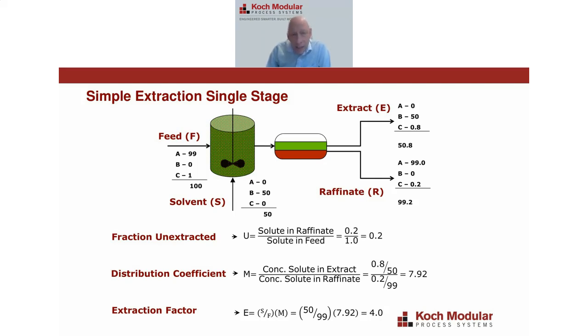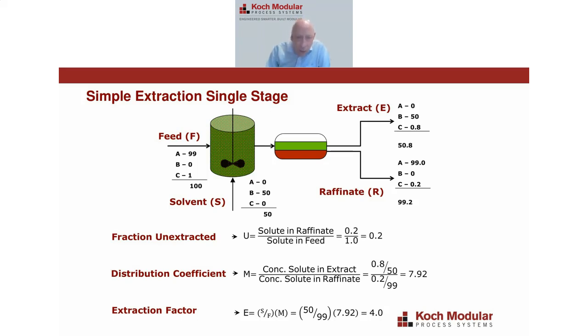And it's defined as the concentration of the solute in the extract over the concentration of the solute in the raffinate, again, at equilibrium or steady state. In this case, we're showing it to be almost 8. So a key for extraction is to find a solvent with as high a distribution coefficient as possible for the solute that you want to remove, and of course as low as possible for anything else in that feed that you don't want to remove. And then there's the extraction factor.